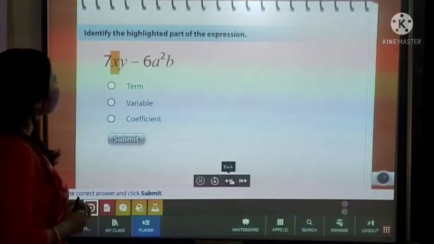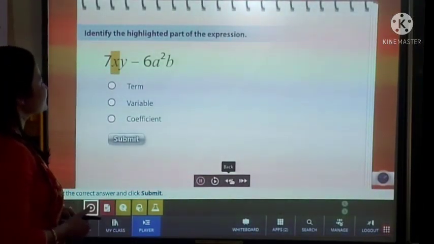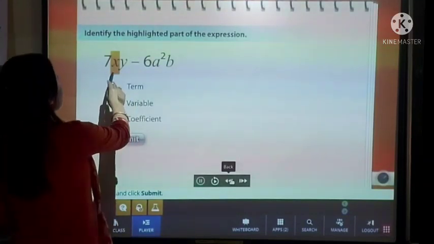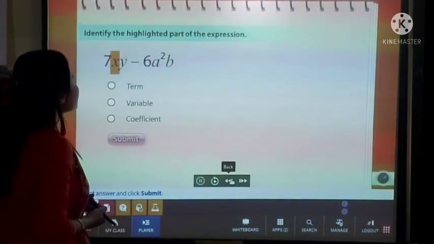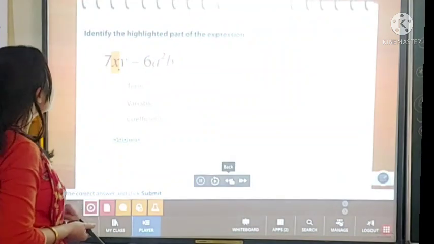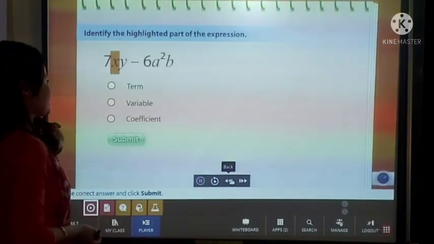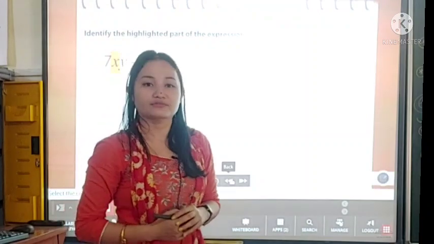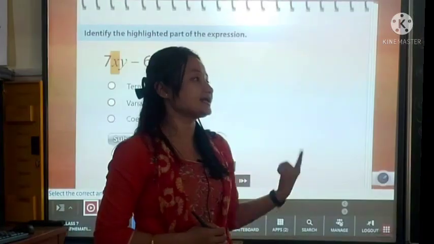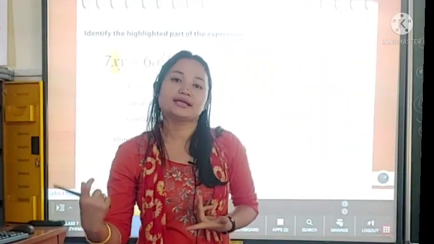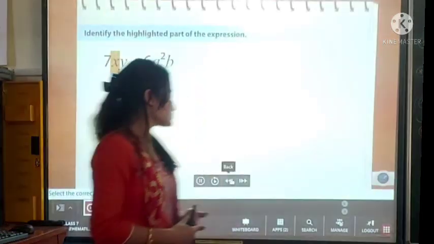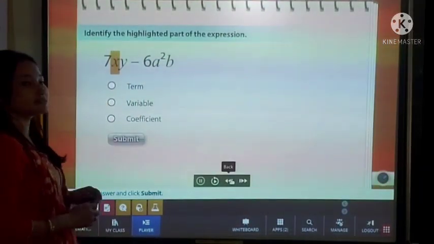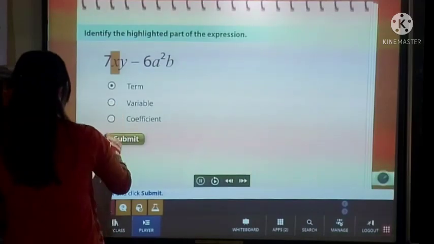Let's try the third question: identify the highlighted part of the expression. The expression is 7xy minus 6a square b. Here the highlighted part is x. Now x is a variable, right? If you get an alphabet, then directly we can connect alphabet to variable. The option is already there as variable. So the answer is variable.